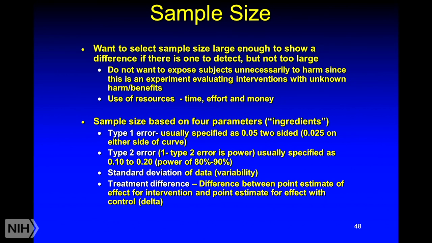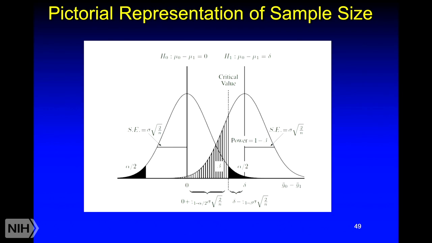The other two components of sample size are the variability in the data, which is called standard deviation, and finally, the treatment difference, the difference between the test group and the control group. The bigger that difference is, the fewer people you need to actually show that. That's sometimes also called the effect size, or it can be called the delta as well.